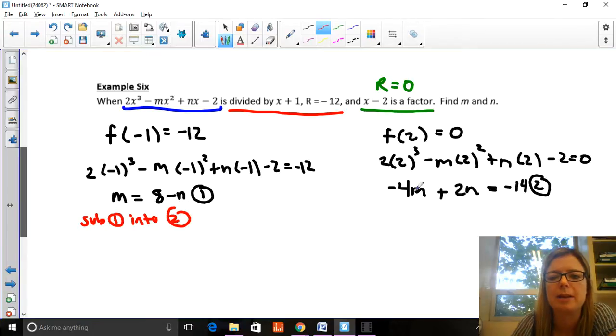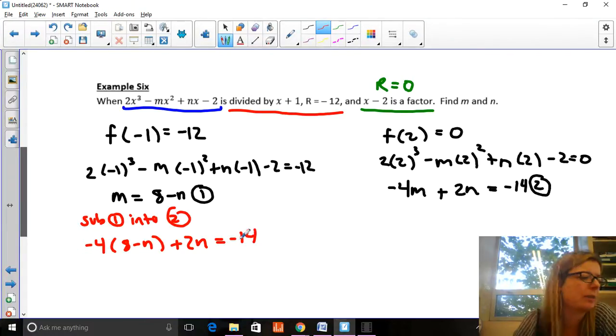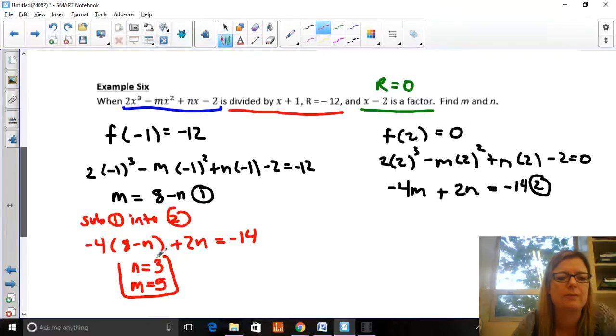Okay, so instead of an m here, I'm going to write the 8 minus n. So minus 4 bracket 8 minus n. This is just from grade 10. Hopefully you guys remember. Goes minus 14. So now I have an equation with only one variable, so I can solve for n. So when I expand and collect like terms, I get that n equals 3. And then using equation 1, I get that m equals 5. So that's my final answer.